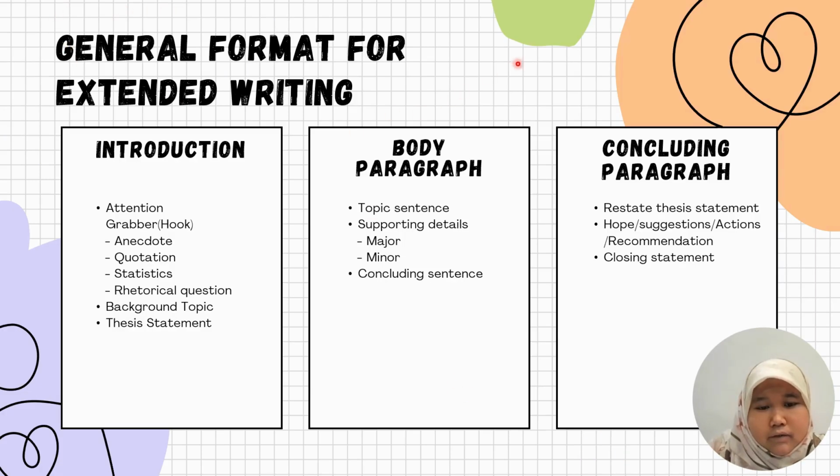For the general format of extended writing, you have the introduction, body paragraph, and a concluding paragraph. The introduction has three main components: the attention grabber, mostly known as the hook, the background topic, and the thesis statement. For the body paragraph, we have the topic sentence, supporting details, and the concluding sentence. For the concluding paragraph, you restate the thesis statement, give hope, suggestions, actions or recommendations, and a closing statement. So let's look into detail.